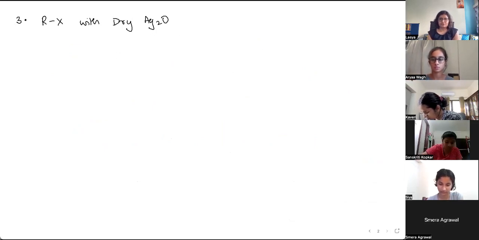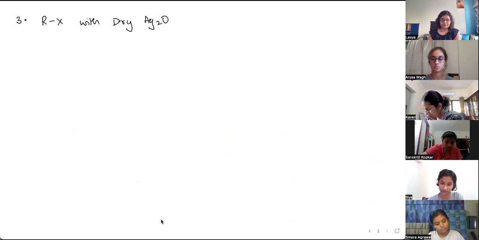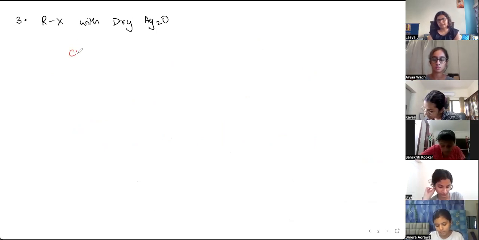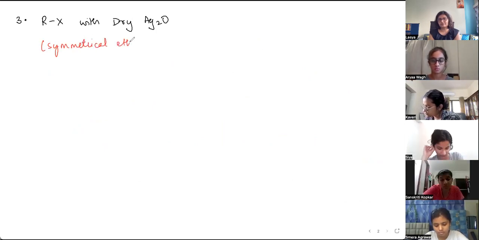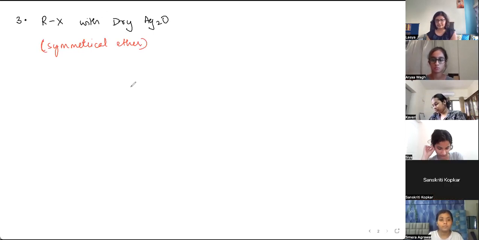Okay, so this is pretty straightforward. You take an alkyl halide. This is a method you prepare symmetrical ethers with. If you take different alkyl halides, you will get unsymmetrical ethers, but again, it's a mixture of different unsymmetrical and symmetrical ethers. So it's the preferred method for symmetrical ethers only.